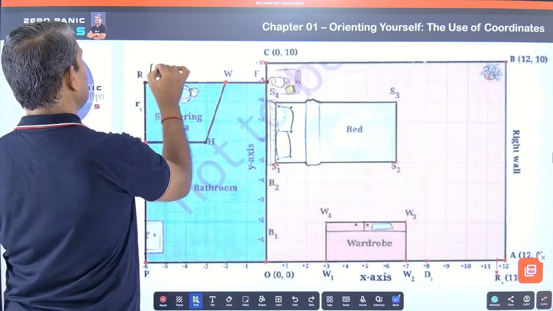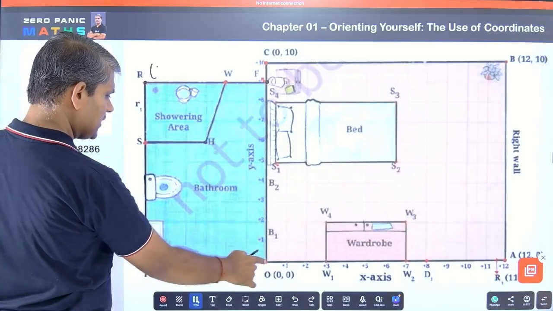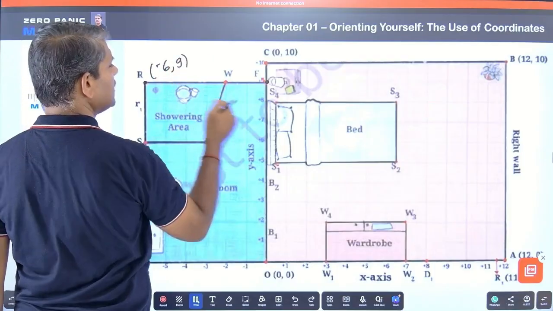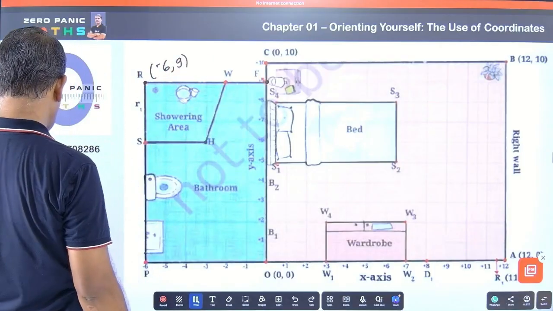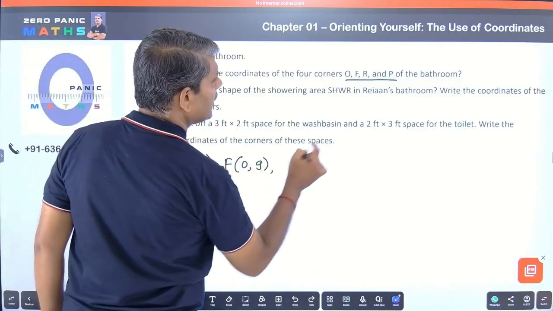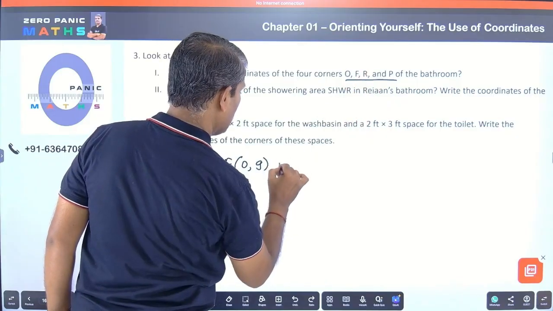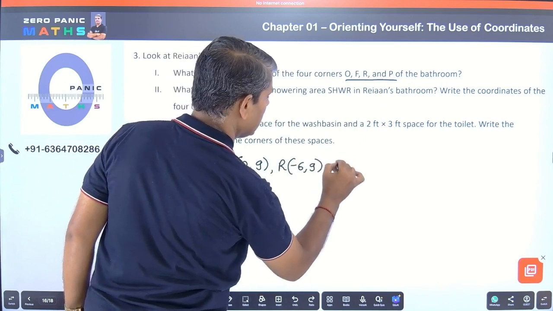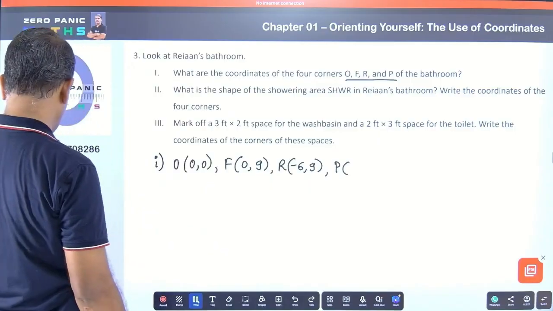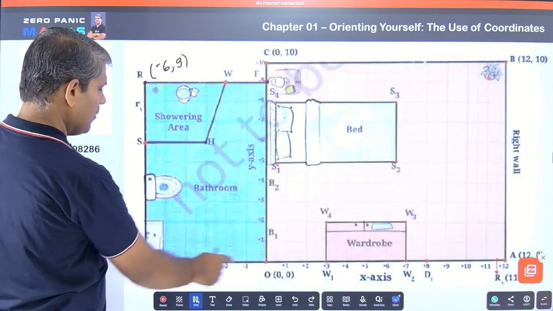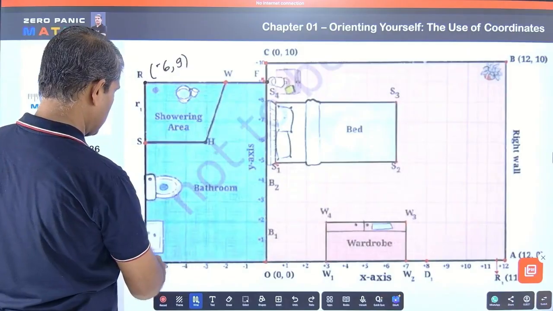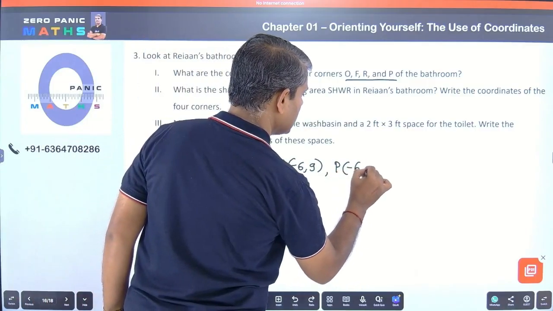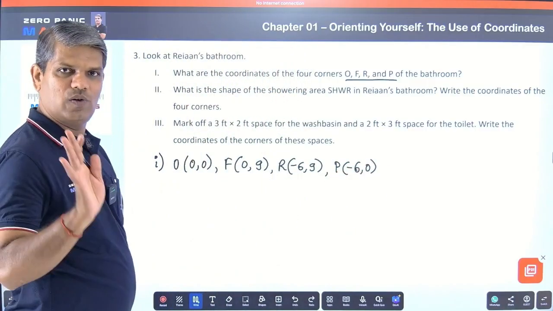The third one is this one. It is actually -6 towards the x-axis, and we know that this is 9 already here. So -6, 9 is the coordinate value of R. And finally it is P. P also has x coordinate -6, but the y coordinate value is 0. So it is -6, 0. You understood this?